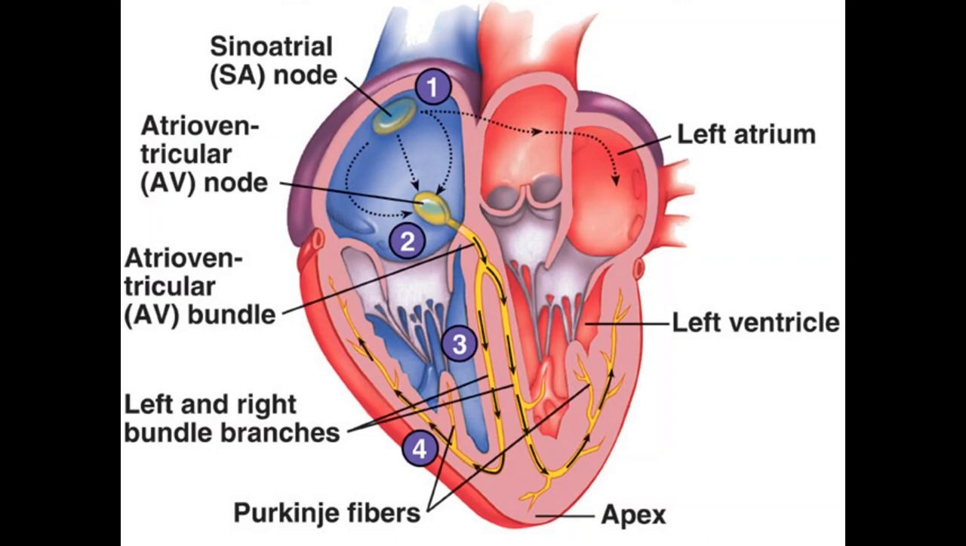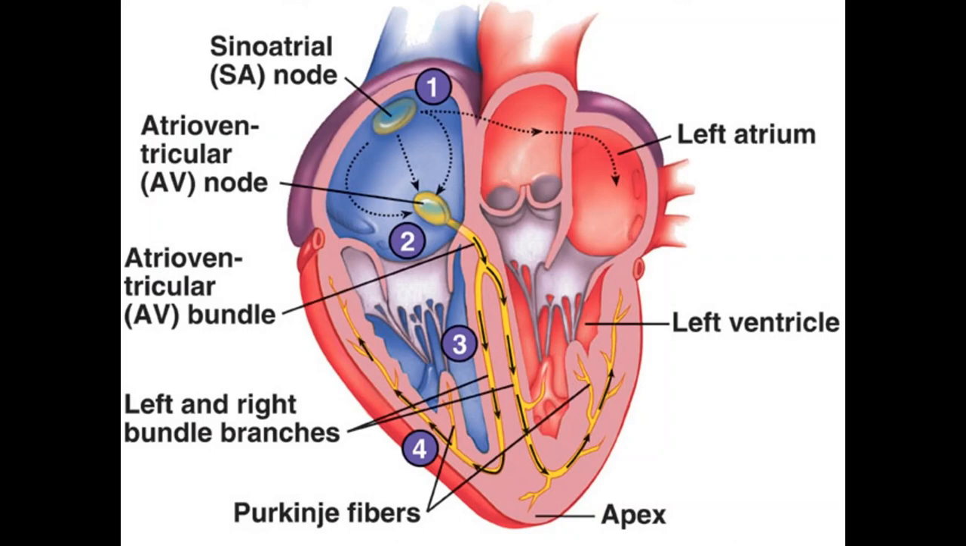Then you can follow the impulse to number 2, which is the AV node, atrioventricular node, which collects all the impulses and slightly delays them after both the atria get excited. Once the atria get excited, they contract, of course. Excitation followed by contraction. Let's not go into the contraction. Let's follow the excitation. So this excitation now enters the ventricle.